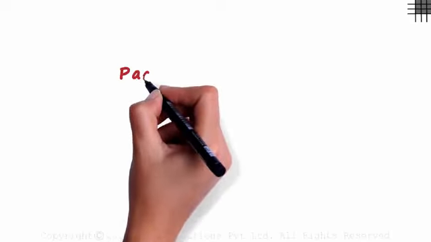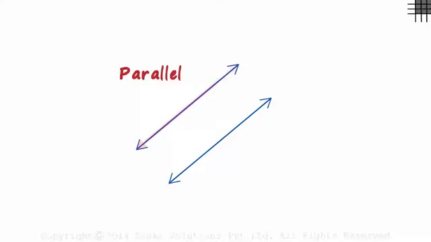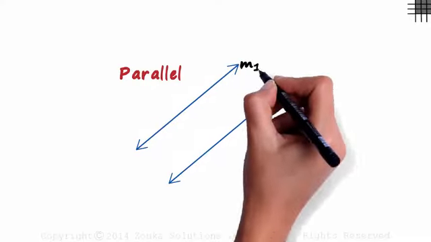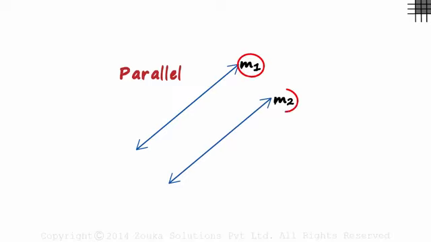How are the slopes of two parallel lines related? Take these two parallel lines for example. If the slope of this line is m1 and that of this one is m2, then how are m1 and m2 related? You don't really have to think here. It's obvious. The tilt or the inclination is the same. m1 will be equal to m2. The slopes of parallel lines are the same.